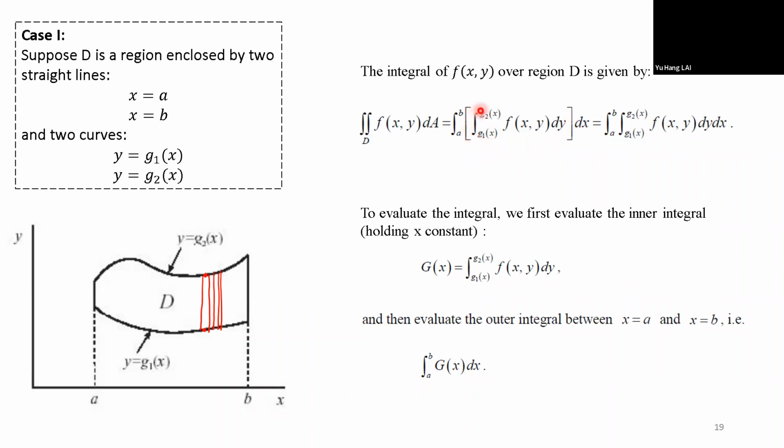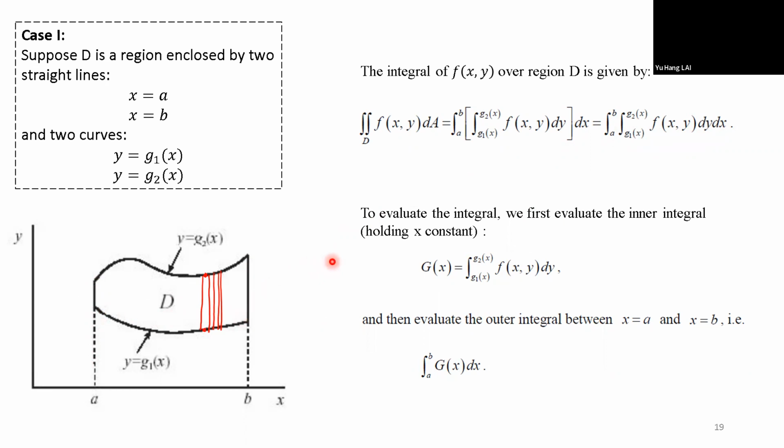After you take care of this step, you find an expression which depends on x. Then you treat it as a function of x and take care of the outer integral. So again, the same two-step process. But for the outer integral, we can still use two constants as the lower and upper limits, because the left and right boundaries are still defined by just two straight lines in this case.